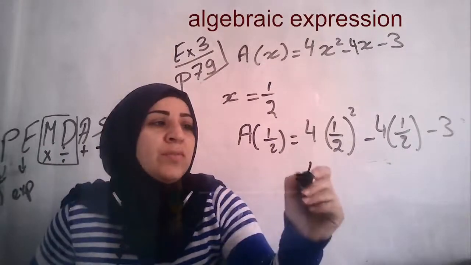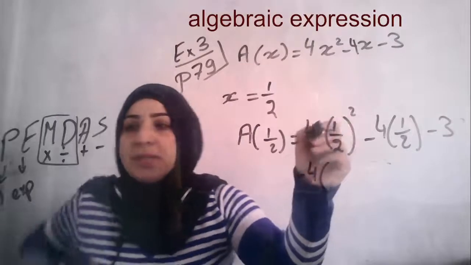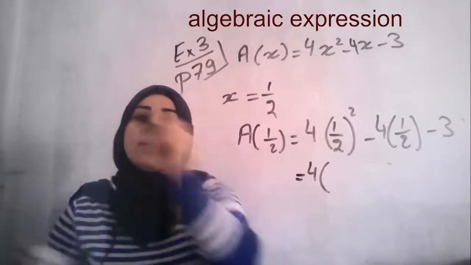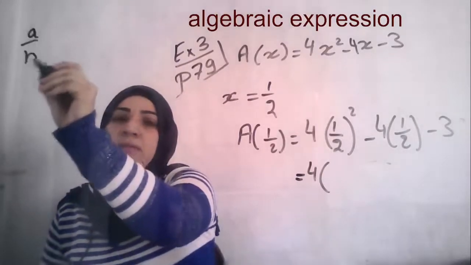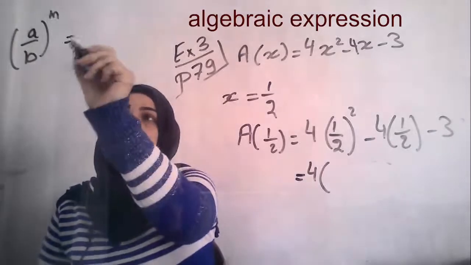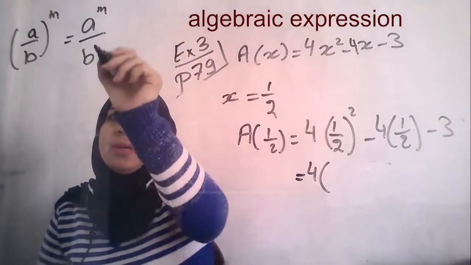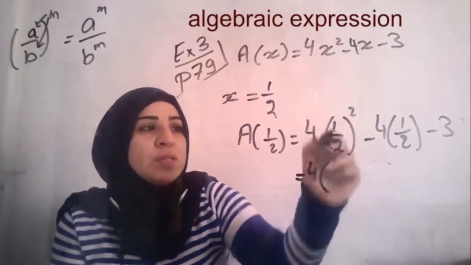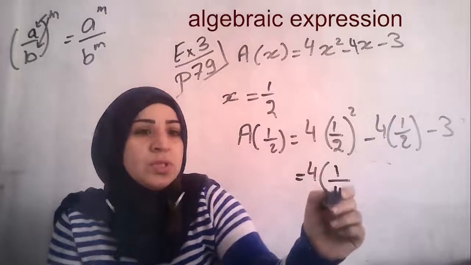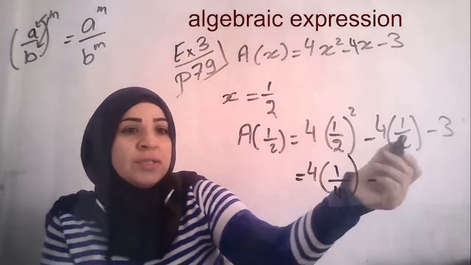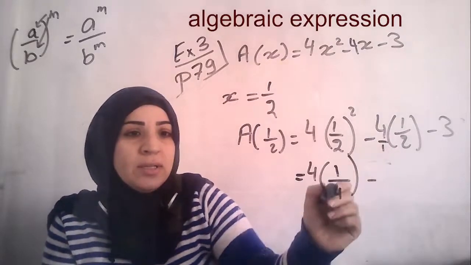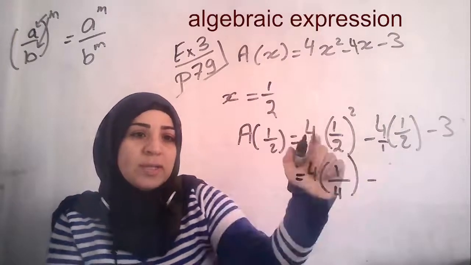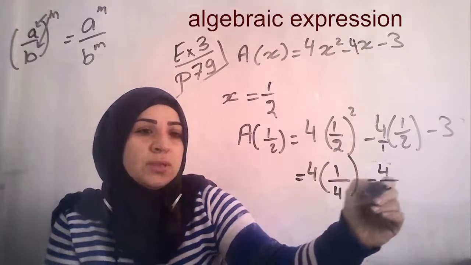Okay, so since it's square, here the rule is when we have a over b, for example, all to the power m, then it's a power m over b power m. Power m should go to the numerator and denominator. So here it's 1 square, which is 1, 2 square, which is 4, minus 4 times half, it's 4 over 1. We have multiplication here, so I have to multiply the numerators by each other and the denominators by each other. 4 times 1 is 4, and 1 times 2 is 2.